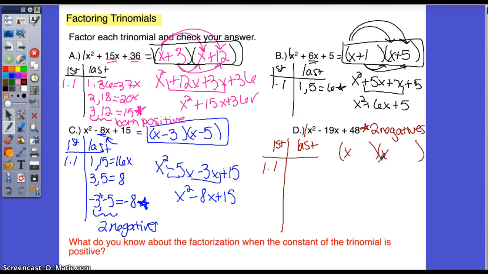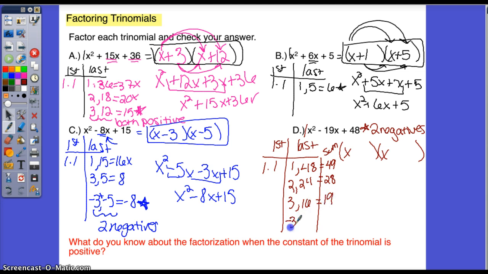Now the factors of 48, I'm just going to start at the beginning. If I start at 48, I have to have 1 and 48. But when I sum those together, I'm just going to make a third column just for my sum. 1 plus 48 is 49. Definitely not 19. How about 2 and 24? Well, those add together to be 28. Still not 19. 3, let's see, 3 and 16. Well, those equal 19. But we said they need to be 2 negatives.